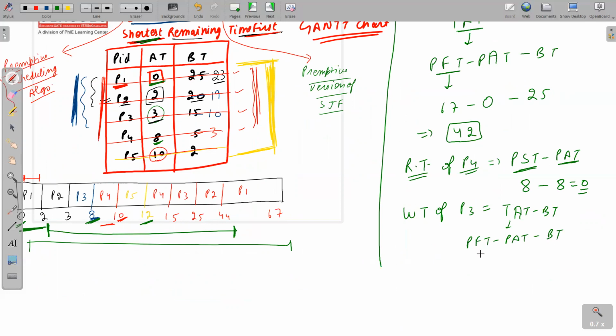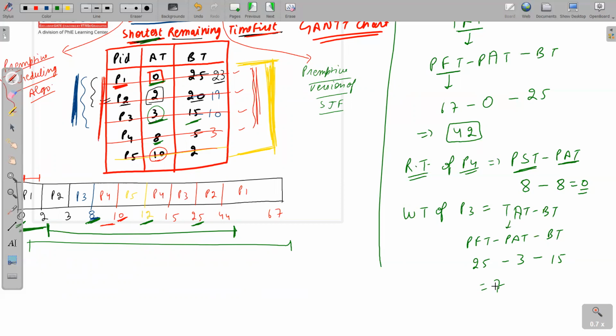Finish time: when P3 is finished, 25. See here, P3 is finished at 25. Minus arrival time. P3 arrived at 3. Burst time of P3 is 15. So 25 minus 3 minus 15. It comes out to be 22 minus 15. So what will be the answer? 22 minus 15 comes out to be 7. 7 is the answer.